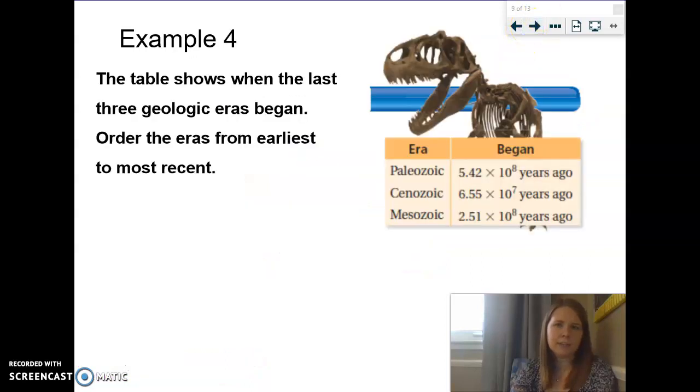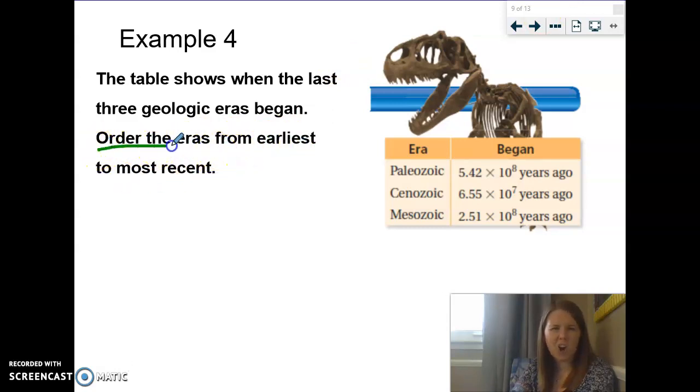Let's look at the last one then. All right, so example 4. The table shows when the last 3 geological eras began. Order the eras from earliest to most recent. So thinking about when the eras began, okay? So that's going to show you how far ago it was. So basically we're going to want the largest number first to the smallest in this case. Order the eras from earliest to most recent.